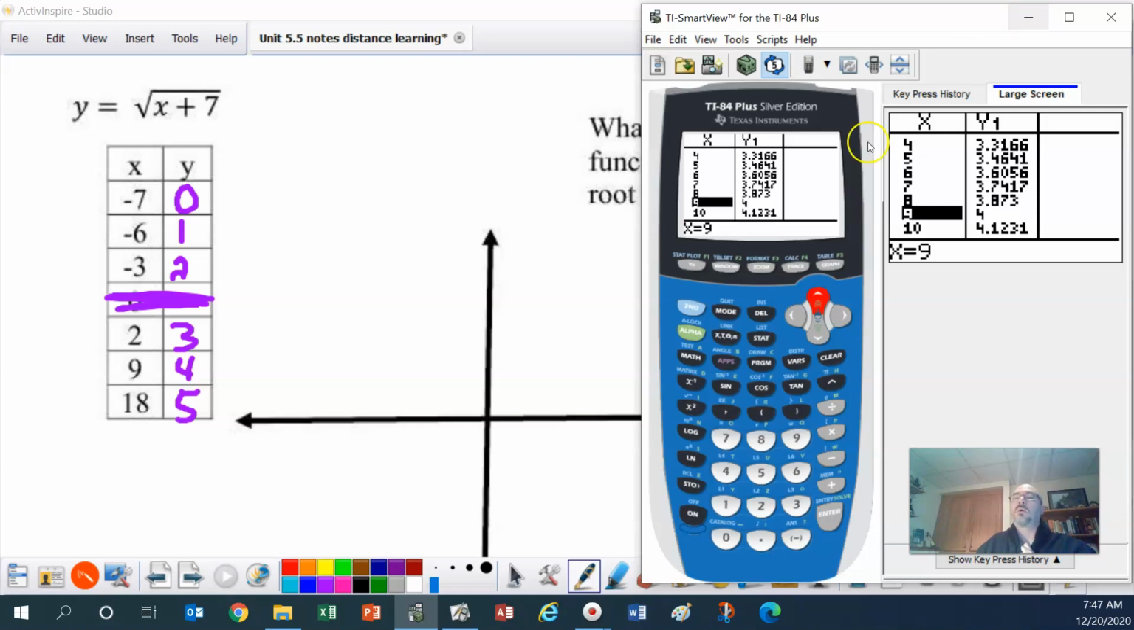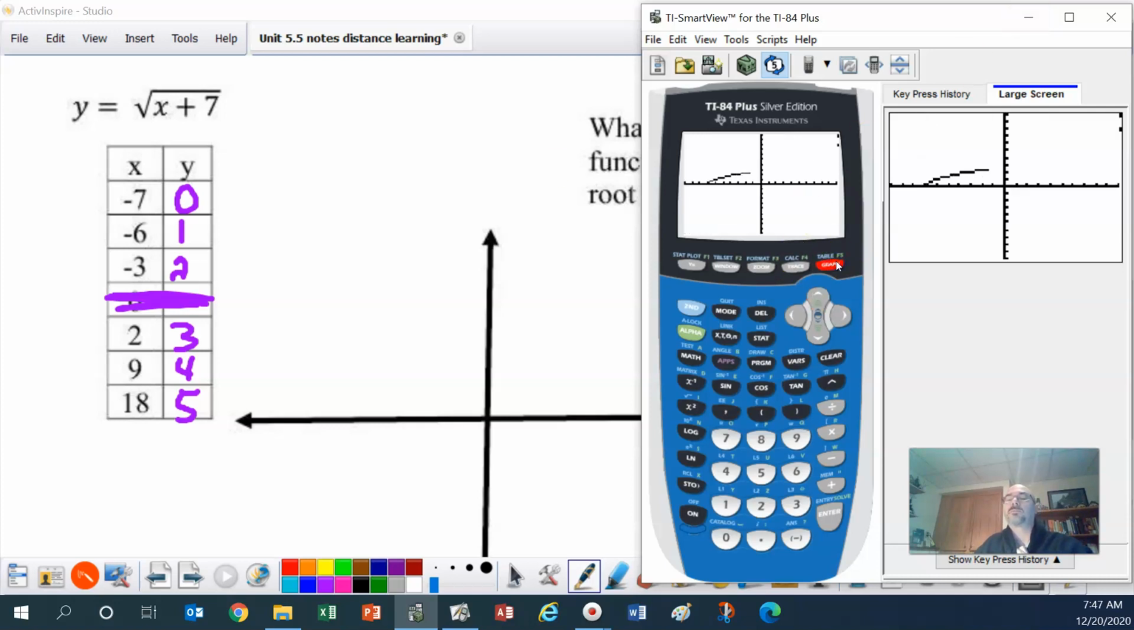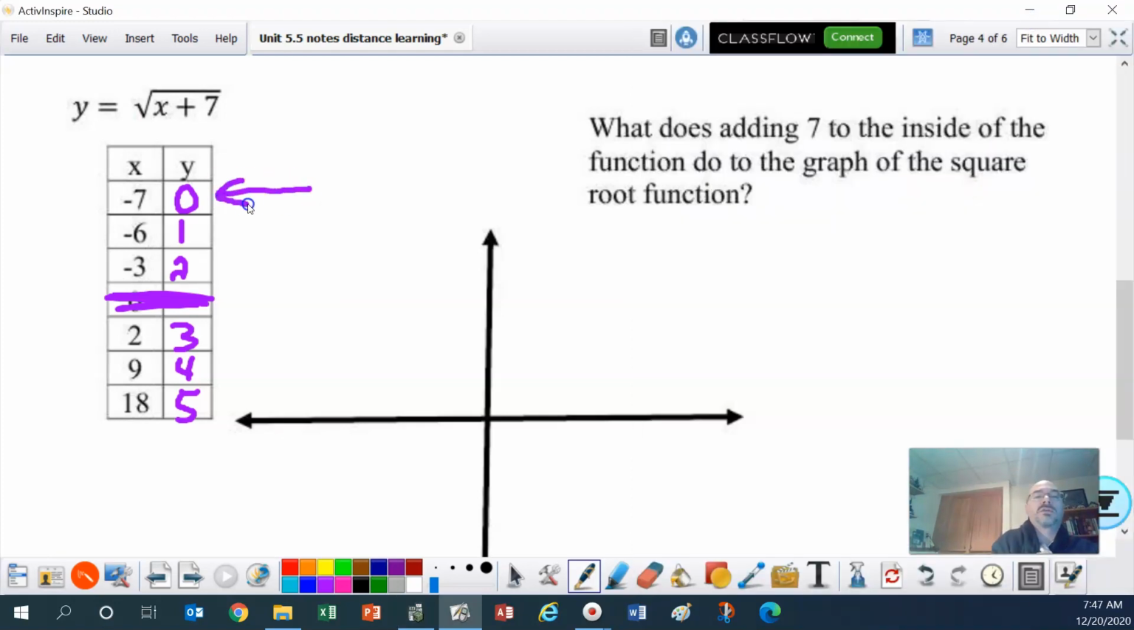Okay, so what does the graph look like? Whoa, look at that. The graph started way over here on the left side. And it looks like that's 1, 2, 3, 4, 5, 6. That's left 7. Interesting. So that's our starting point, folks. 1, 2, 3, 4, 5, 6, 7. So mark that spot. Whoops, not 0. -7, 0. And it goes like this.